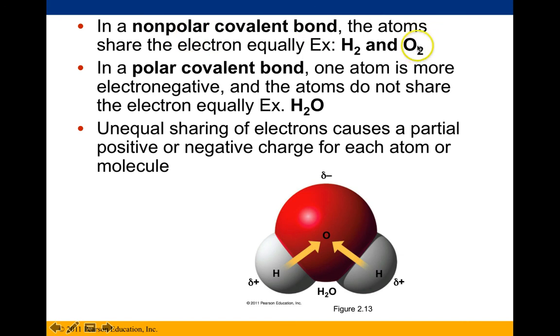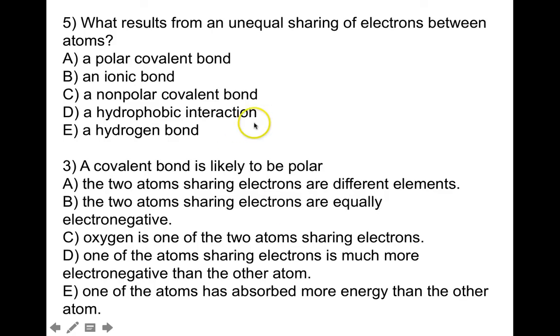Same thing with oxygen. Two oxygen atoms are equally electronegative, so they are sharing the pair of electrons equally. So in oxygen molecule and hydrogen molecule, they are non-polar covalent bonds. In water molecule, each one is polar covalent bond. Pause the video and try to answer these questions.